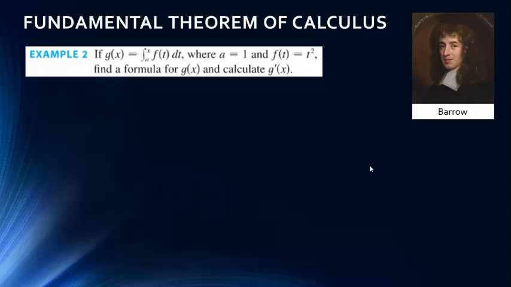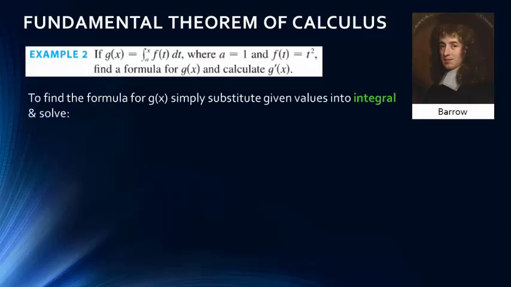So let's see how we can do this and solve an actual problem here with a function. So here we have g(x) equals the integral from a to x of f(t) dt, where a equals 1 and f(t) equals t squared. So this will give us a problem that we can see that works out and matches the fundamental theorem of calculus. Find a formula for g(x) and then calculate g'(x). So finding the formula for g(x) is easy. We're simply going to plug in the values. a is 1, x is x, f(t) equals t squared.